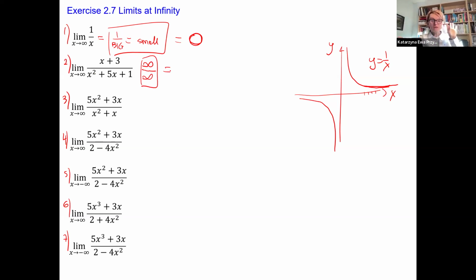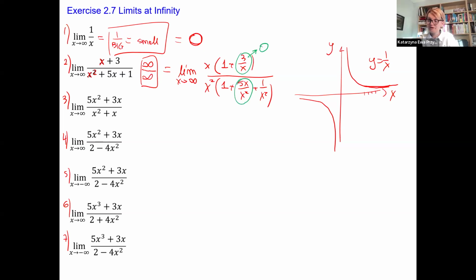But now, if we do a certain algebraic trick, we always have to look at the leading terms. That means x is the leading one, and we may try to factor out. This will be 1, this will be 3 over x. In the denominator, the leading term is x squared: 1, 5x over x squared, 1 over x squared. Because when I distribute back, it is the same expression that we started with. Now we can see 3 over a big number is small, 5 over big is small, 1 over big is small. And this is 1, 1.